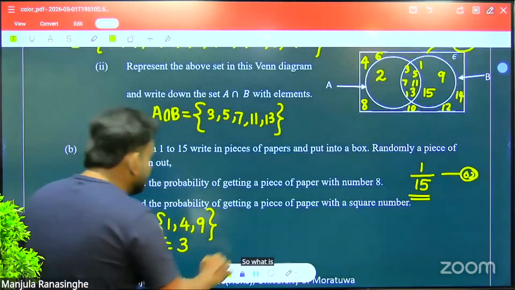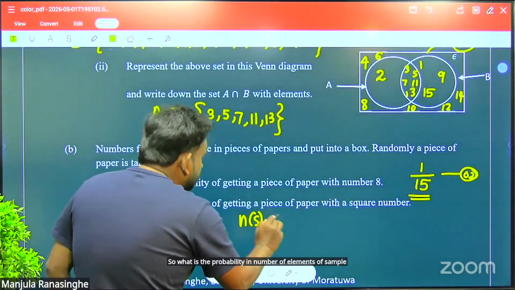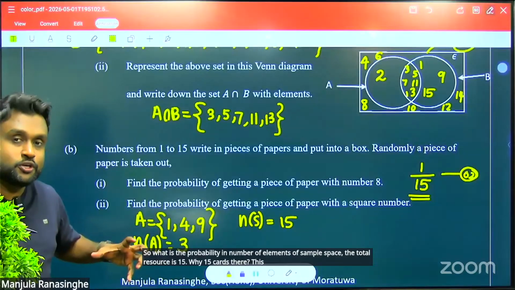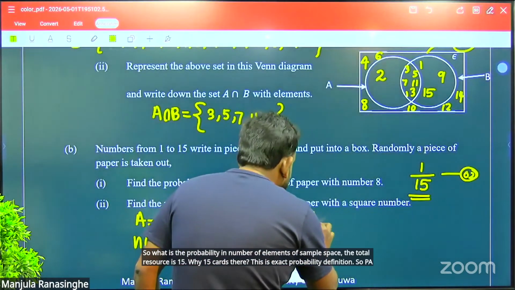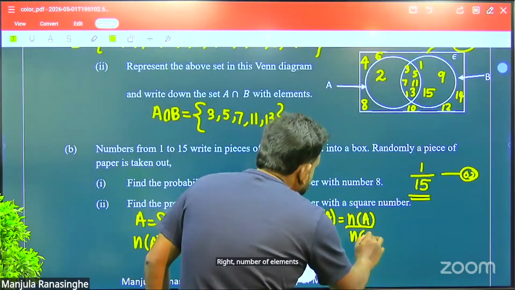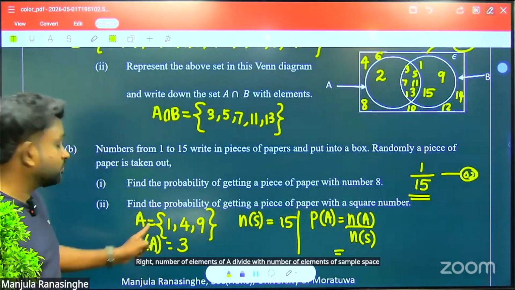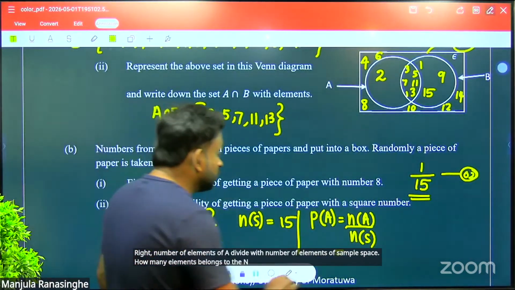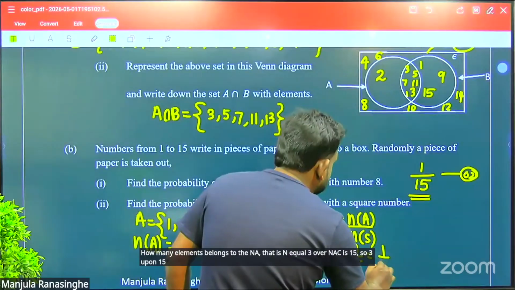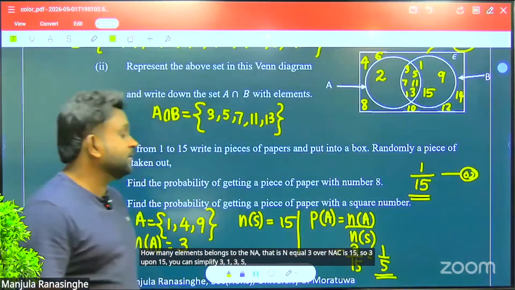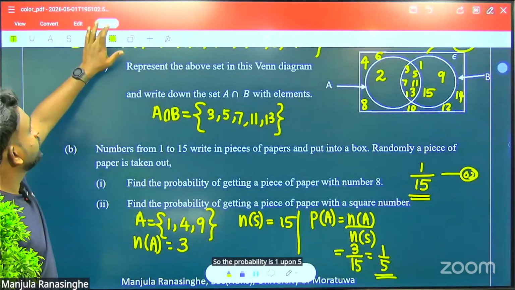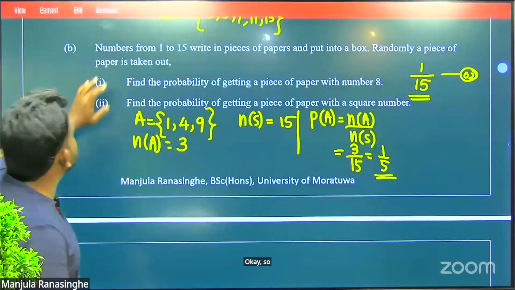So what is the probability in terms of the number of elements of the sample space? The total results is 15. This is the exact probability definition. So P(A) is defined as n(A) over n(S), the number of elements of A divided by the number of elements of the sample space. n(A) equals 3 over n(S) is 15. So 3 upon 15, you can simplify: 3 ones are 3, 3 fives are 15. So the probability is 1 upon 5. Okay, so you have 2 marks there.